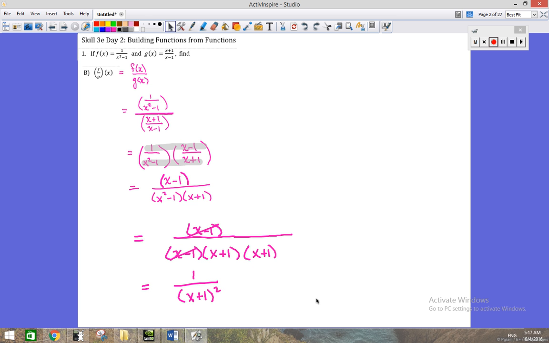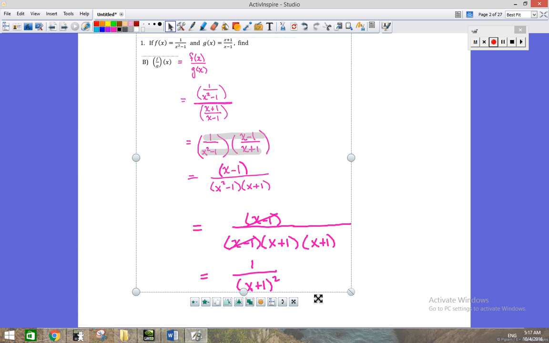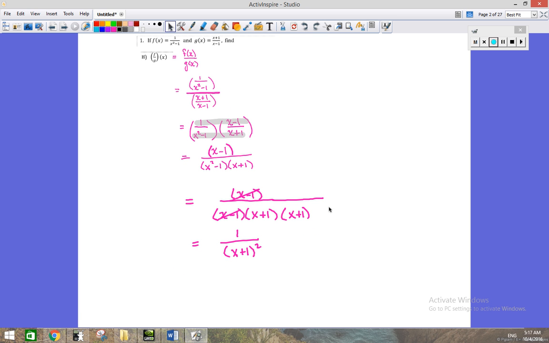So we have our final answer. This new function f over g of x is equal to that. So this is our final answer. So I hope that helps.